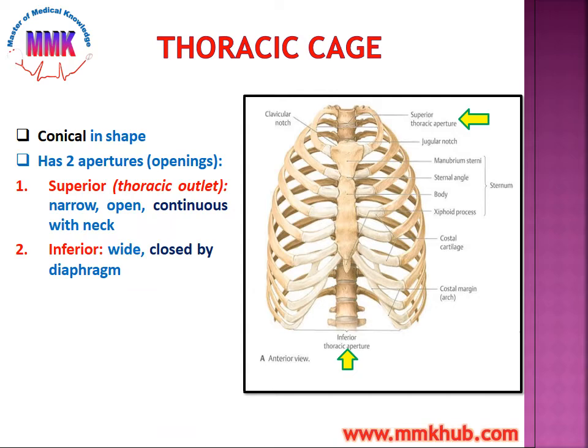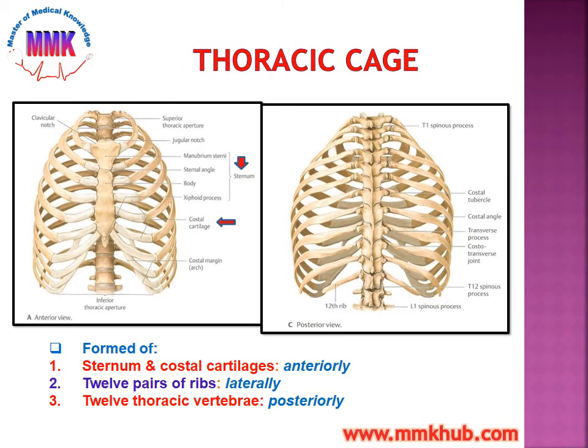Thoracic cage. The thoracic cage is conical in shape as shown in the diagram. It has two apertures. One is superiorly, which is called the thoracic outlet, which is narrow, open and continuous with the neck structures. Inferiorly, the aperture is wide but it is closed by the diaphragm. The thoracic cage is formed of the sternum and costal cartilages anteriorly, 12 pairs of ribs laterally on each side, and 12 thoracic vertebrae posteriorly.